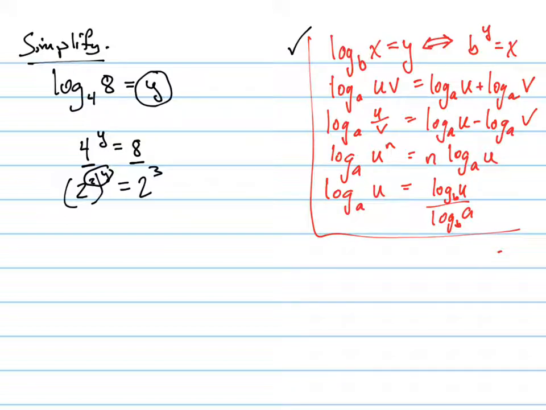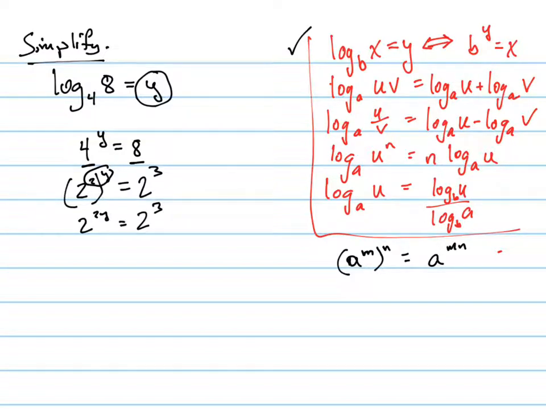Let me write that down here. If you're raising a to the m, raised to the n, that is equal to a to the mn. You multiply them together. So this means that 2 to the 2y equals, sorry, not 3, 2 to the 2y equals 2 to the third.